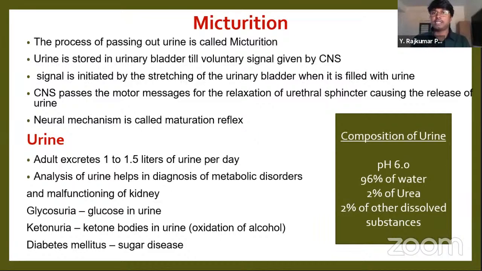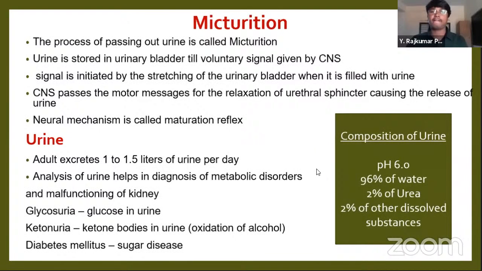There are two sphincters in the urinary bladder, the upper sphincter and the lower sphincter. The upper sphincter of the urinary bladder is involuntary and the lower sphincter is voluntary. In children, the lower sphincter is also involuntary because of non-myelination of the neurons. Okay, dear students, let's learn further.